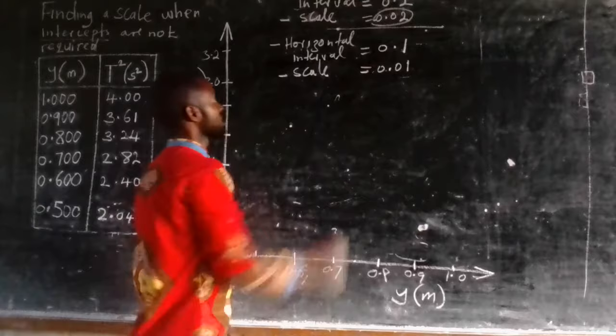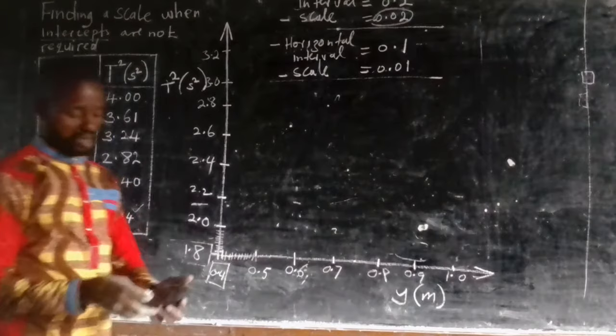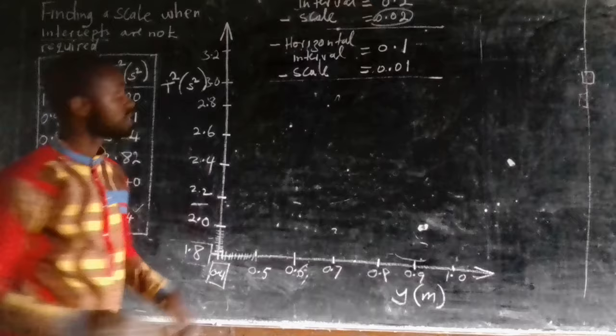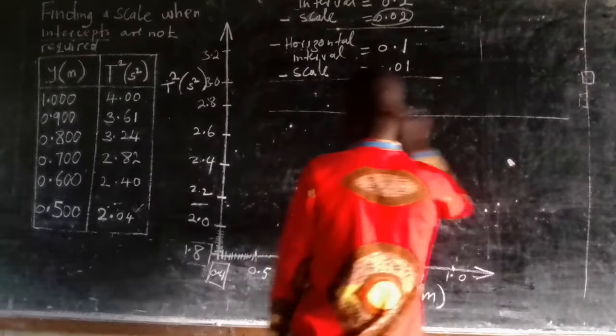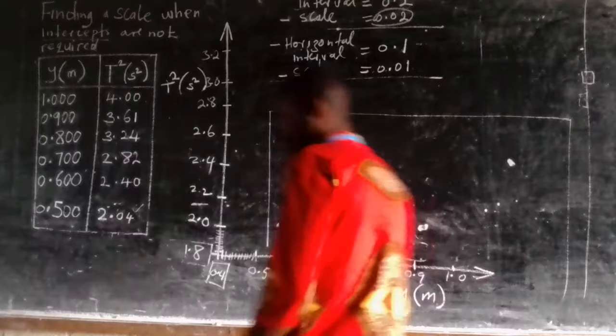Now, another way on how to get the starting value. This one is more easy. So I'm going to give you a summarized table. Allow me to go for part of this.